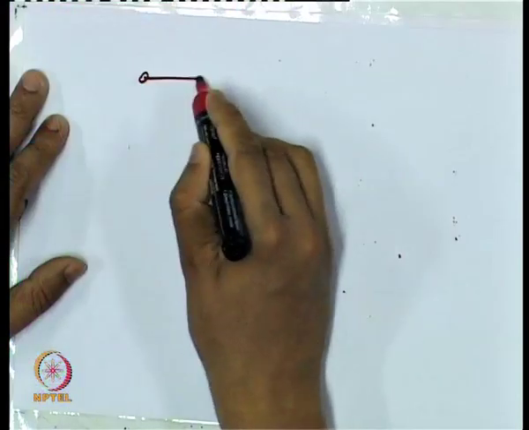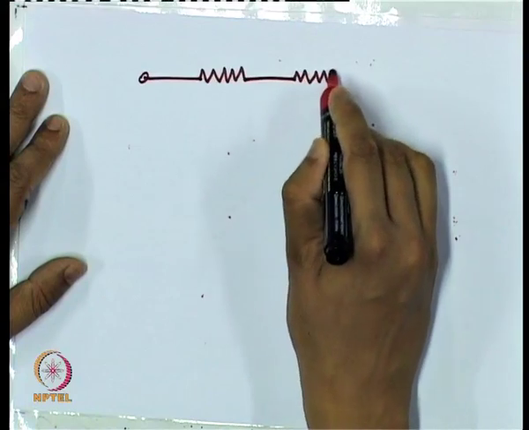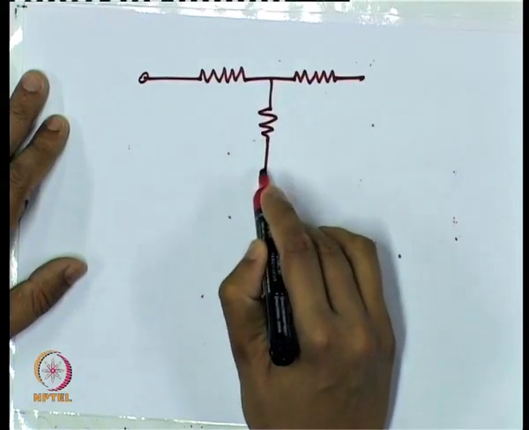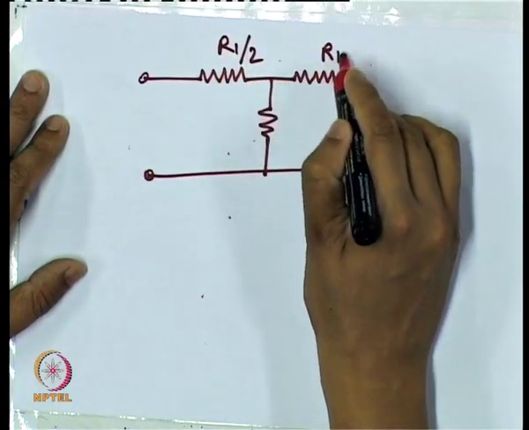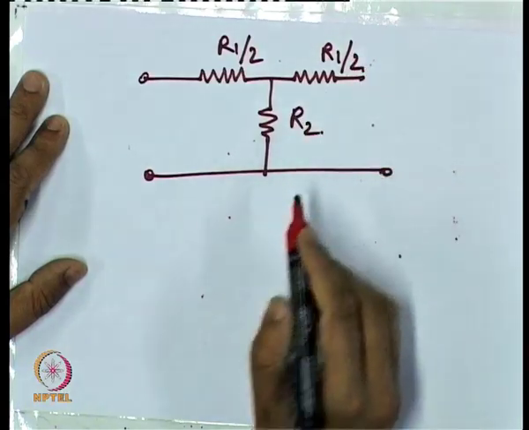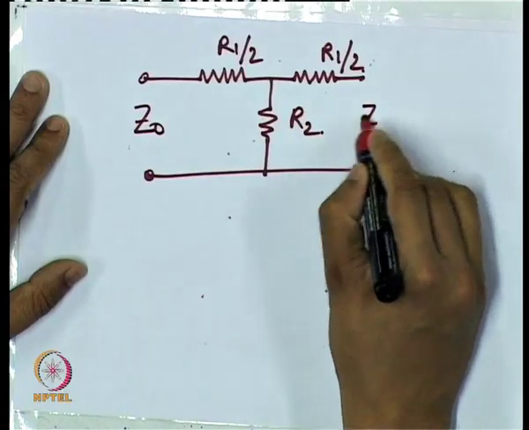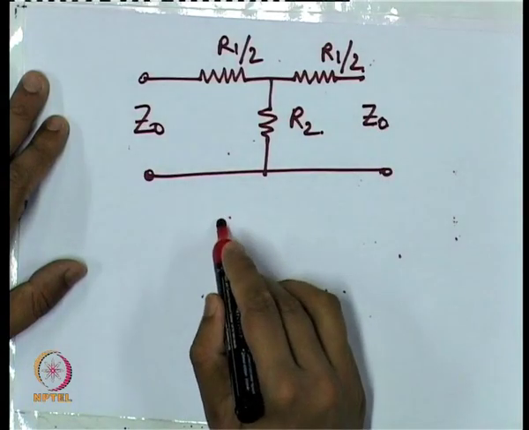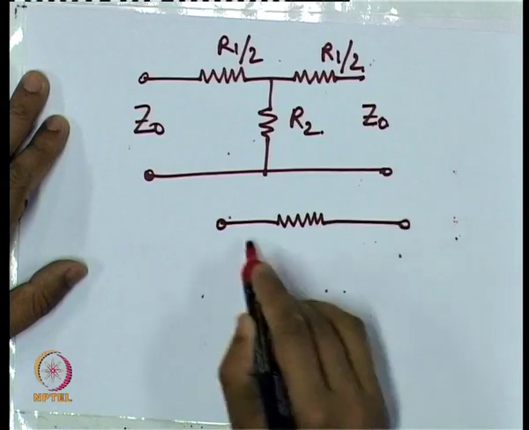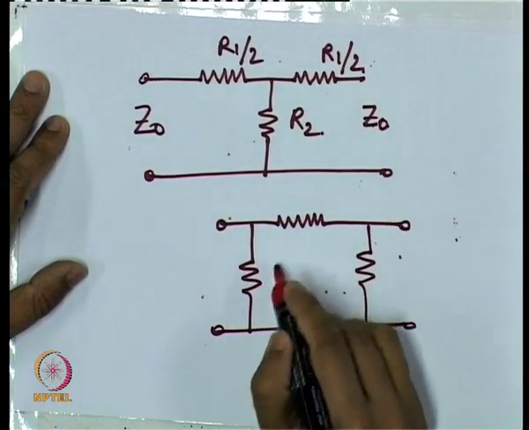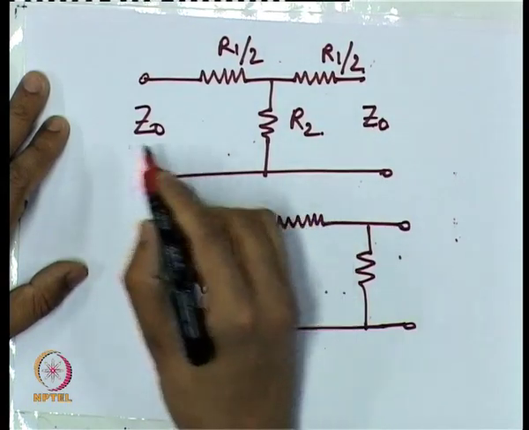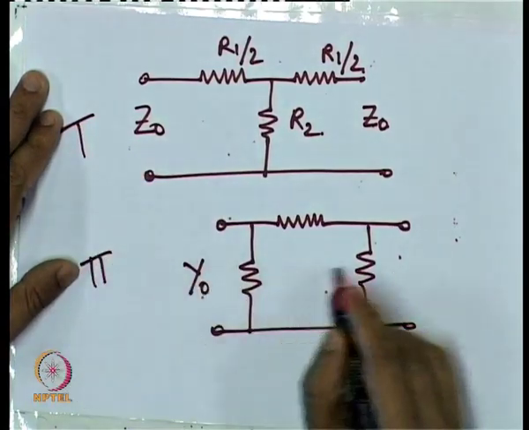As far as resistive networks are concerned, we can make an attenuator simply using a T or pi network. An attenuator is very simple to visualize because it has to provide power loss. Attenuation is nothing but power loss. So these two structures immediately come to mind when we talk about attenuators. This is a T implementation, this is a pi implementation.